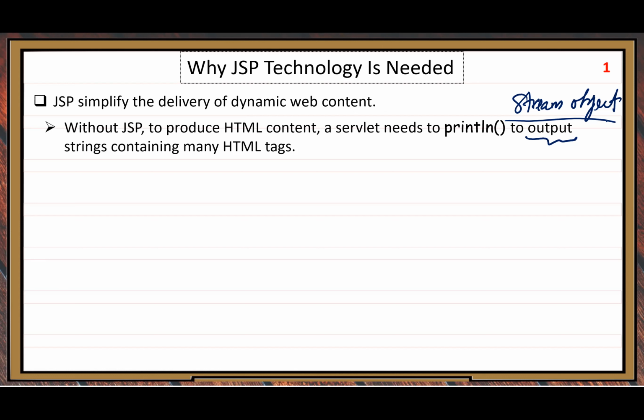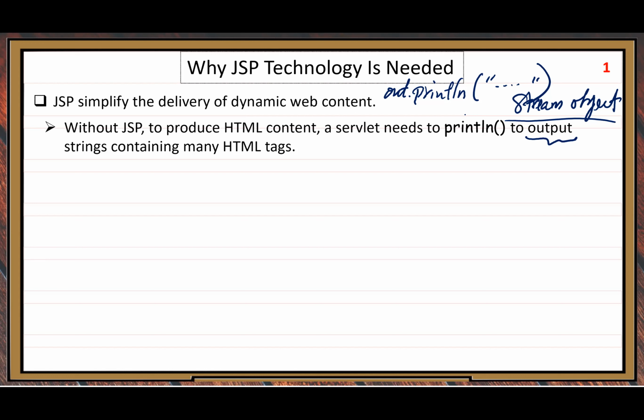All right. Let me write a little more specifics for you. Let us call this "out", the reference of the output stream object. Out dot println, parenthesis, double quotes, and there goes our HTML content. This way, println.